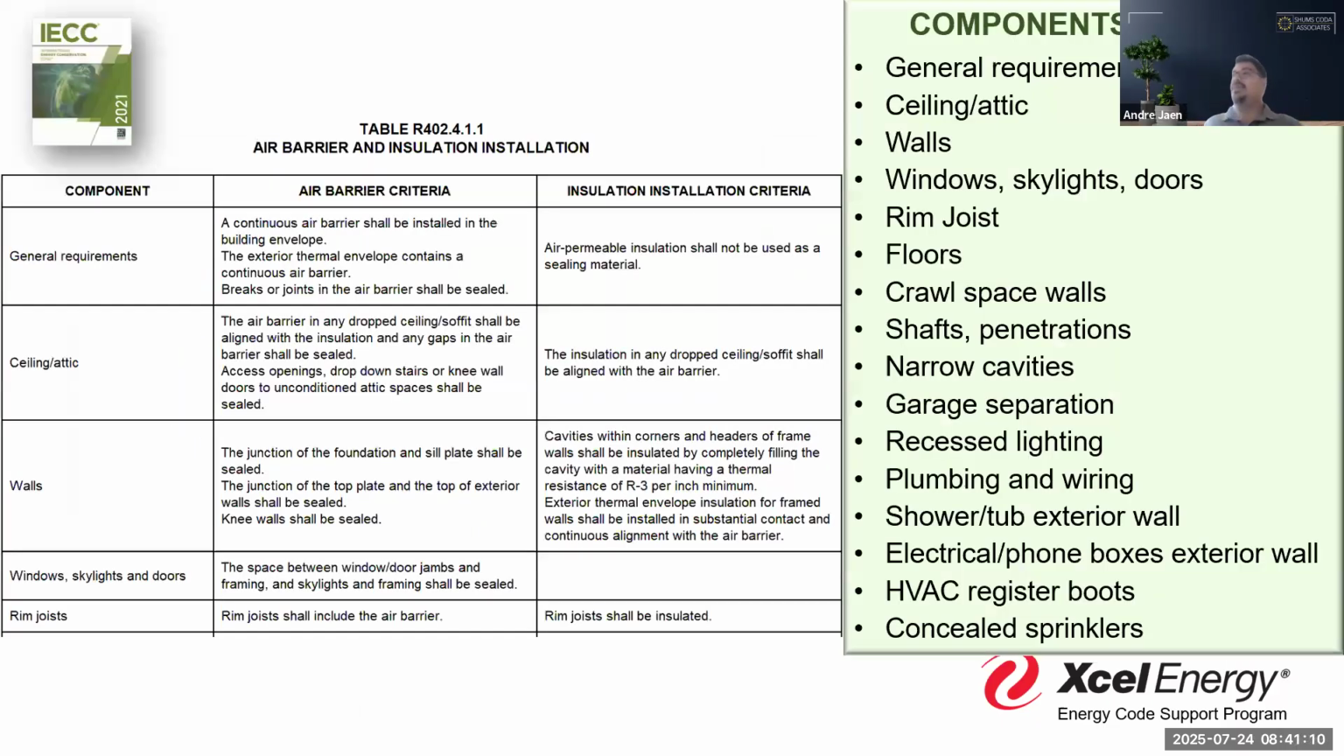So when we look at air barriers here, we look at 402.4.1.1, and here is the list, so to speak. These are the big components in the table. Narrow cavities was one of the big ones that was added in the 21. Narrow cavities, spaces of 1 inch or less, need to be sealed, and you're sealing them with foam sealants, things like that. We're saying don't pack them in with insulation anymore.